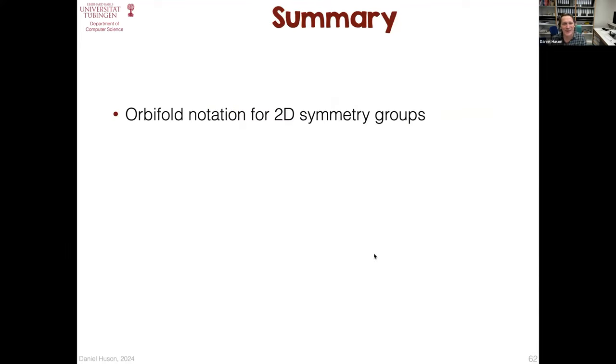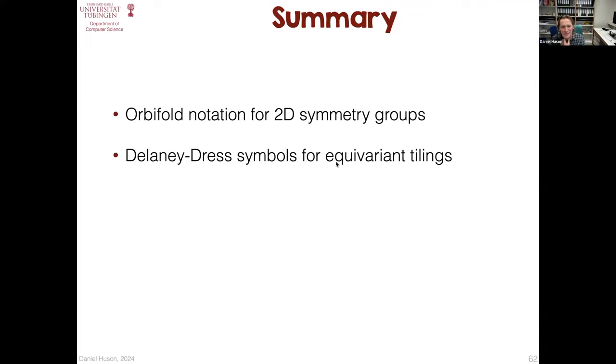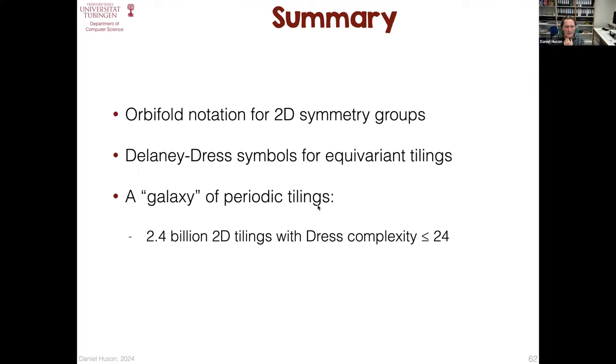Yeah. So to summarize, we discussed orbifold notation through these symmetry groups, and we saw the Delaney symbol, which you can think of as a graph that describes equivariant tilings up to homeomorphism. You can also think of it as a way of describing the triangulation of the corresponding orbifold. And the idea of a galaxy of periodic tilings was that we looked at everything up to complexity 24 and got a number, 2.4 billion. I thought that sounds like how many things are in the galaxy, but apparently a galaxy has way more stars than 2.4 billion. So it's not really a galaxy, but still a large number of things.